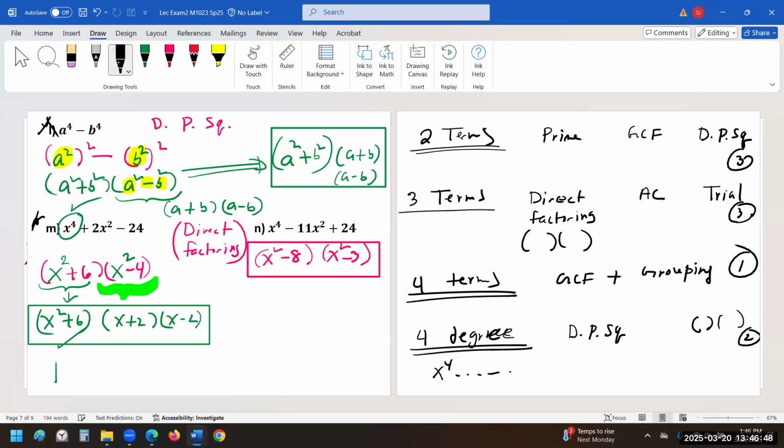X to the 4. So how many factoring? 2, 3, 4, 5, 6, 7, 8, 9. 9 factoring. Any question?